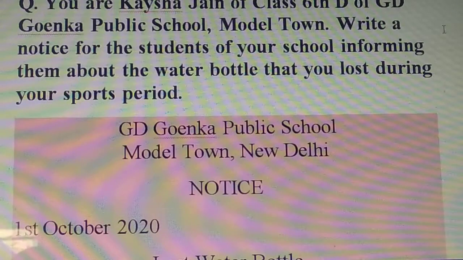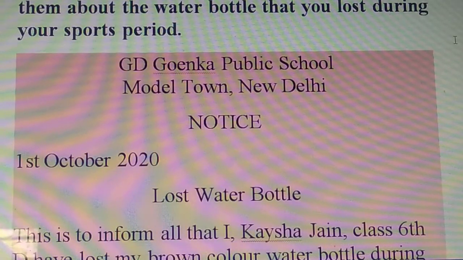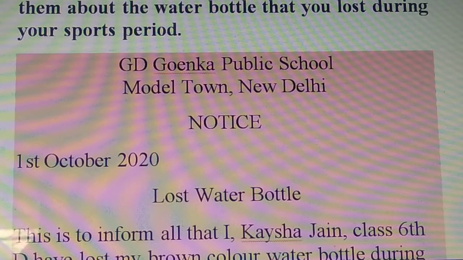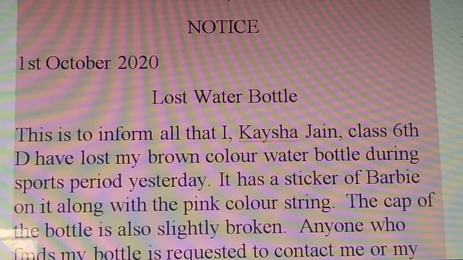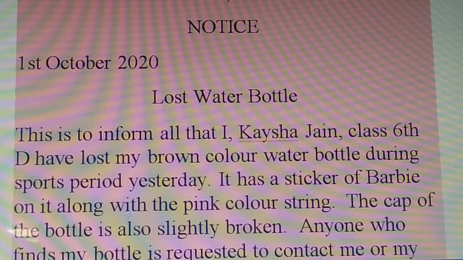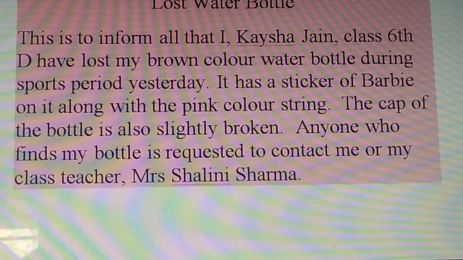Okay, have a look at this. Top name of the school, GD Goenka Public School. Below that, the address. And children, don't forget to put the notice in a box. Okay, below that notice, top left-hand side, date. Children, again, I repeat, don't write 1 dot, 7 dot. No, that's wrong. What is your notice about? Lost water bottle. So that should be the heading.